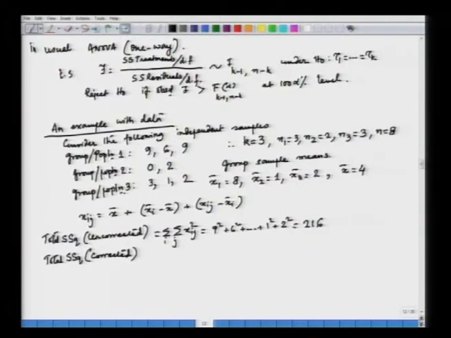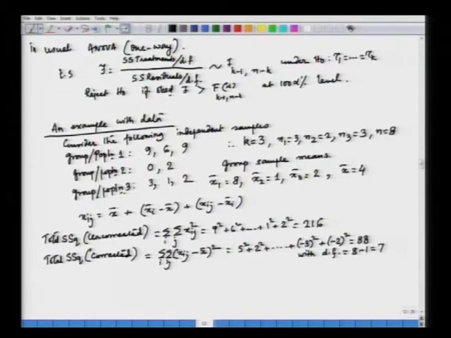Corrected means that from each of the observations I have to consider its deviation from the overall sample mean and then consider their sum of squares. So this is xij minus x bar whole square, and if I take out 4 from the first one, I have 5 square plus 2 square. In this way I go up to 1 minus 4, that is minus 3 square, and 2 minus 4, that is minus 2 square, and this comes to 88. And the df is nothing but n minus 1, which is 8 minus 1 equal to 7.